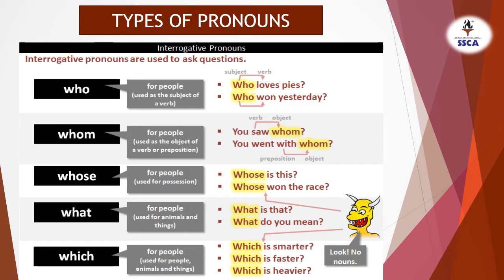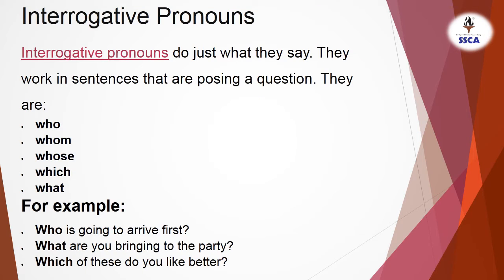Now let's take some more examples. Here we have some more examples of interrogative pronouns. Well, interrogative pronouns do just what they say, they work in sentences that are posing a question. So, what were the words? Well, the words are who, whom, whose, which, what. For example, who is going to arrive first? Here we are using who as a subject and for a person.